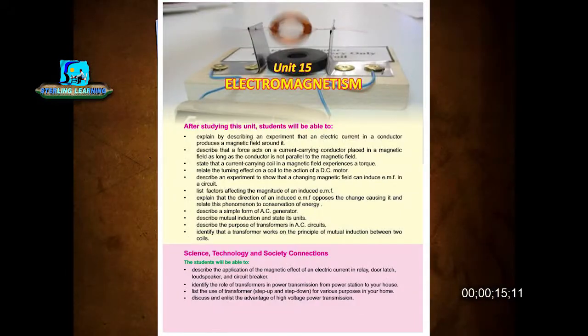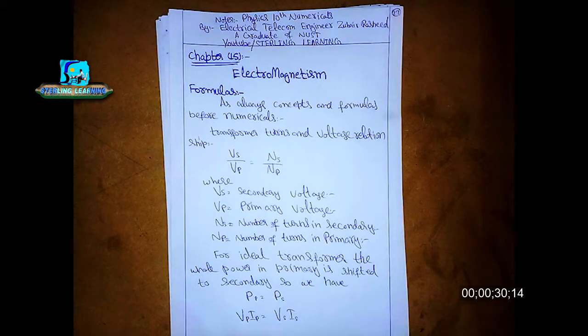I'm an electrical telecom engineer, a graduate of NUST, and today we are back with our series of Physics 10th Numericals, and today I'm gonna solve the numericals of chapter number 15, Electromagnetism. As always, concepts and formulas before numericals.